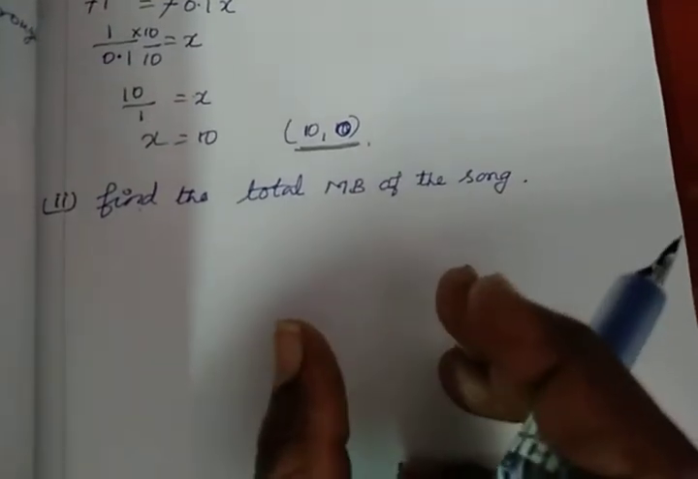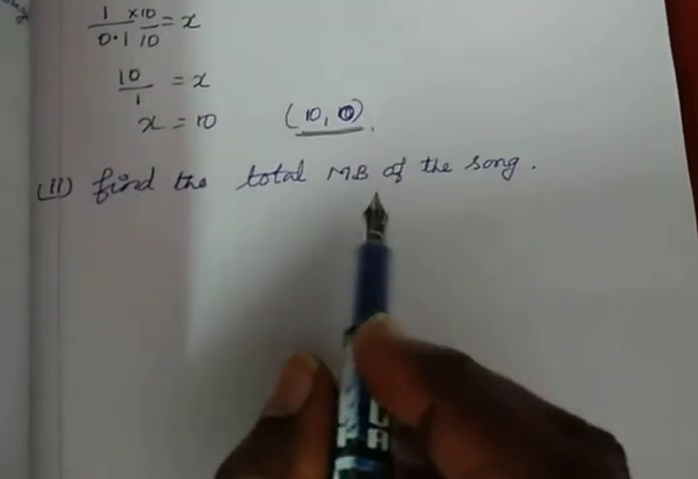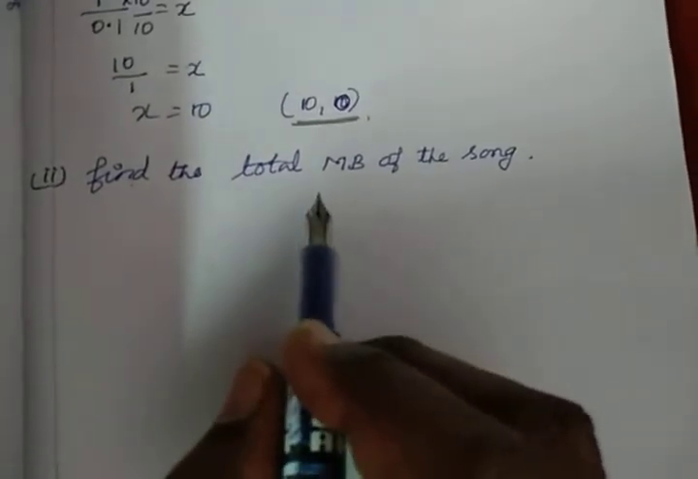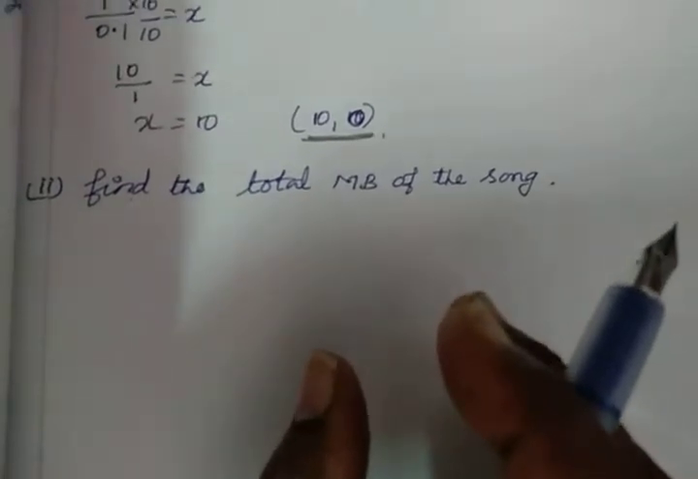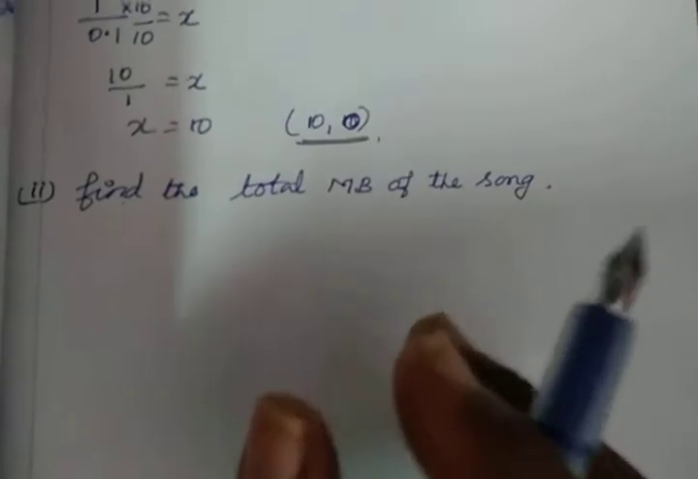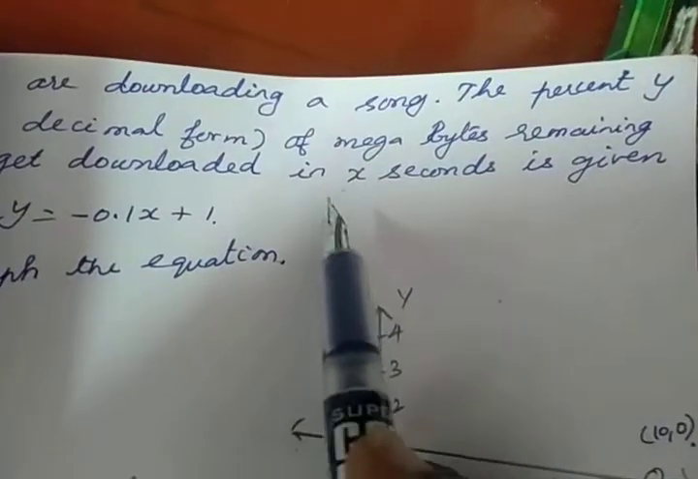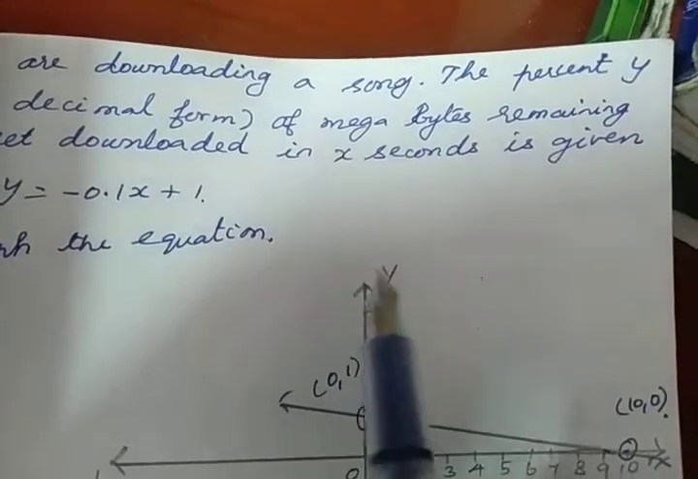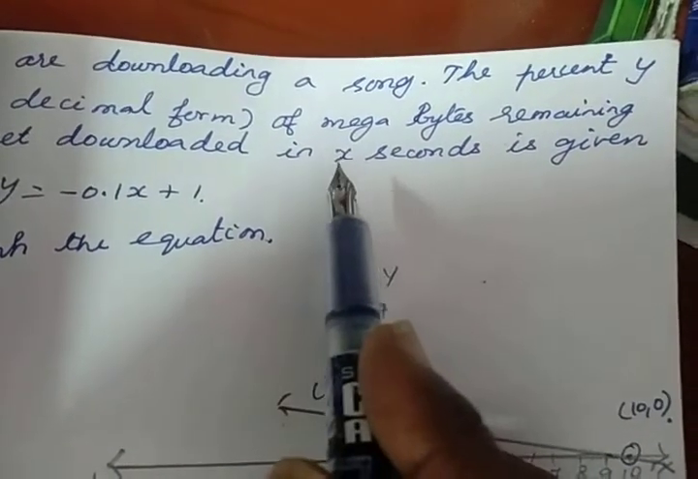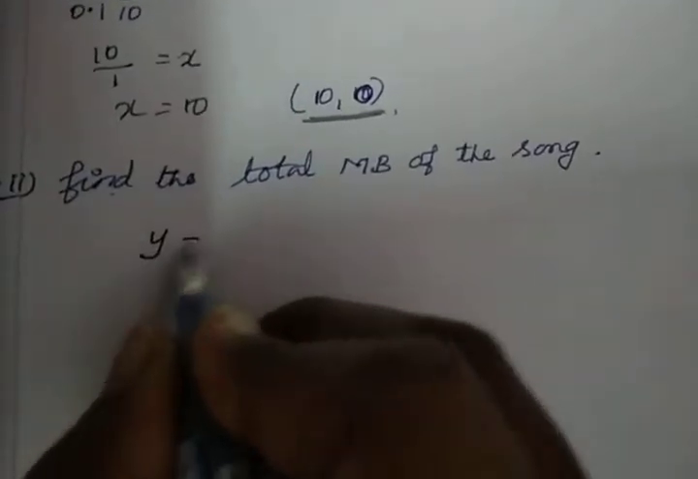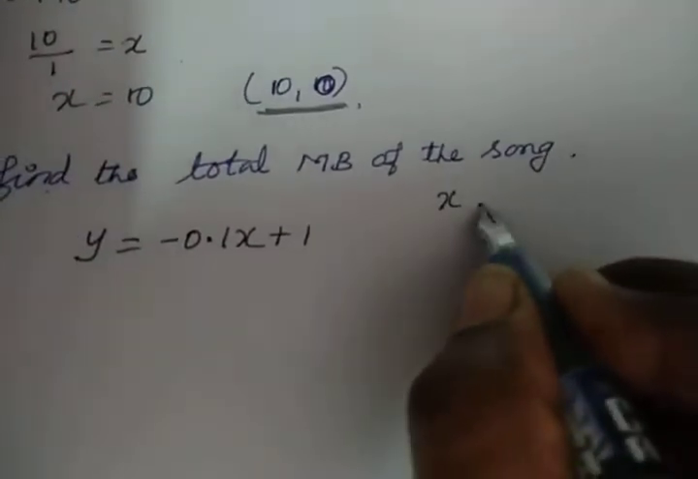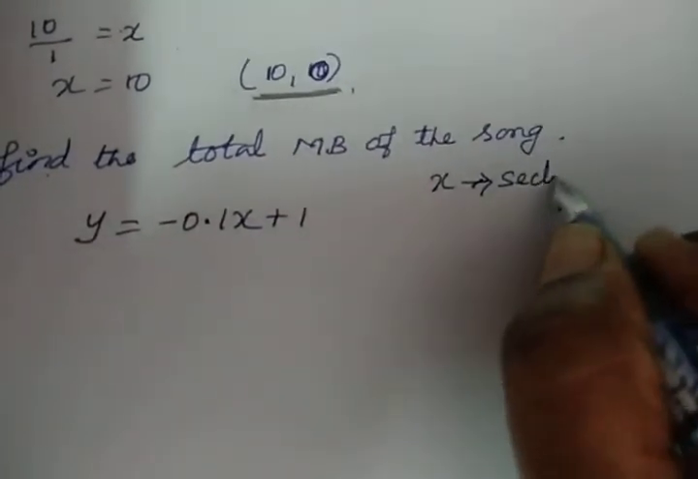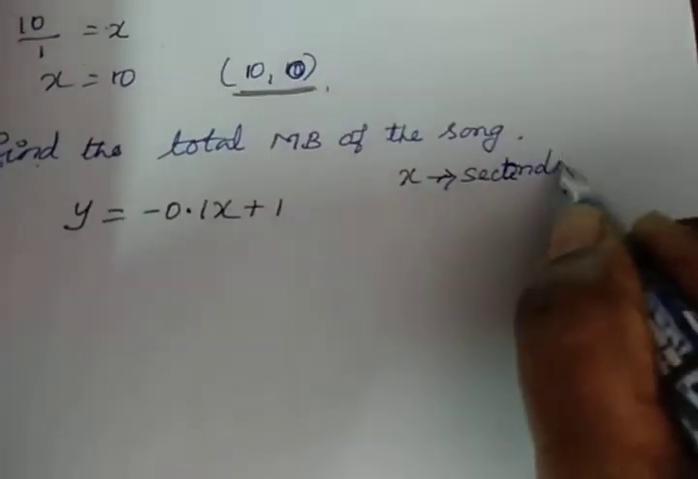The total capacity of the song can be obtained at the initial position, when you start downloading. When you start downloading, the mobile phone will show the total capacity of the song, right? So that is the time when time is 0 seconds. Initial position means the time will be 0 seconds. Time is given by x in this equation, right? Now write the equation first: y is equal to minus 0.1x plus 1, where x is the time in seconds.